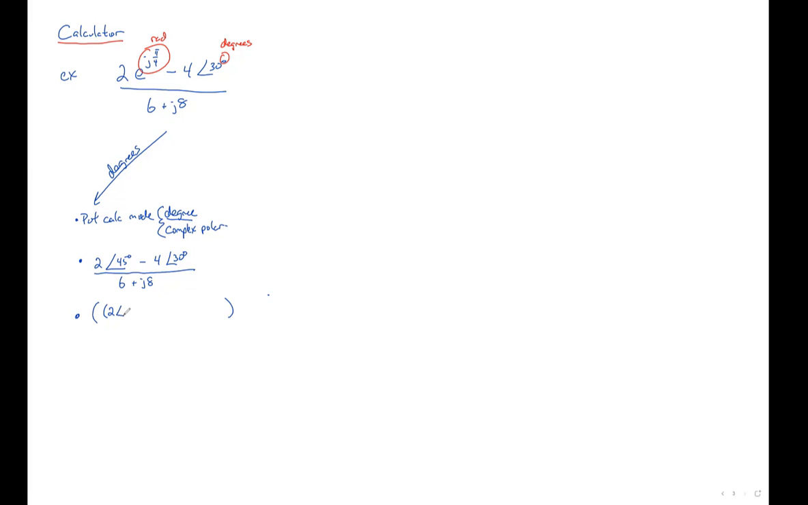There's an actual angle sign, and then you can just put in 45. It knows it's in degrees because you set it to degrees earlier. So here's your first complex number. Here is your second complex number. And then you'll divide it by, again, you have to put this in parentheses, otherwise it'll divide by 6 and then add the j8 at the very end.